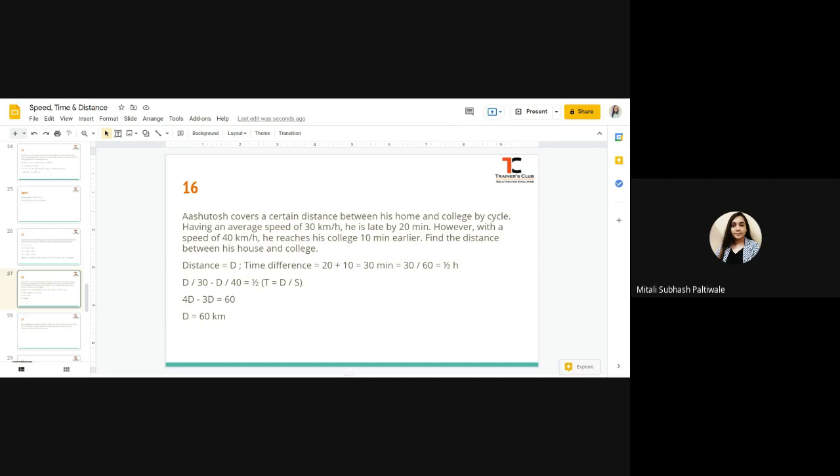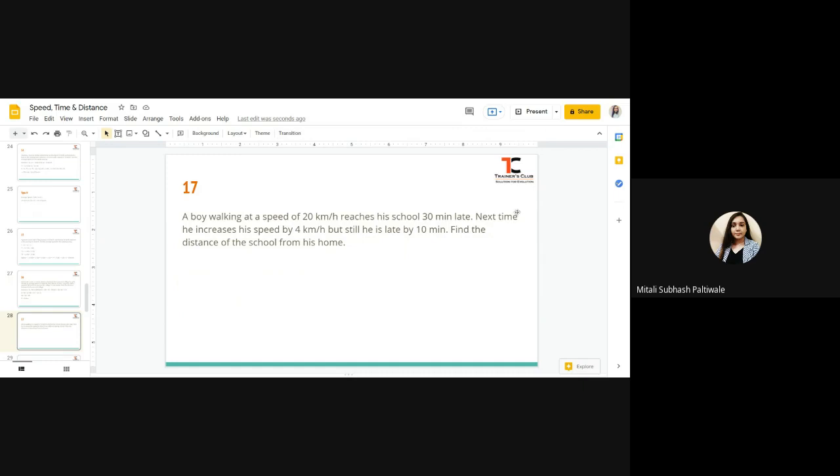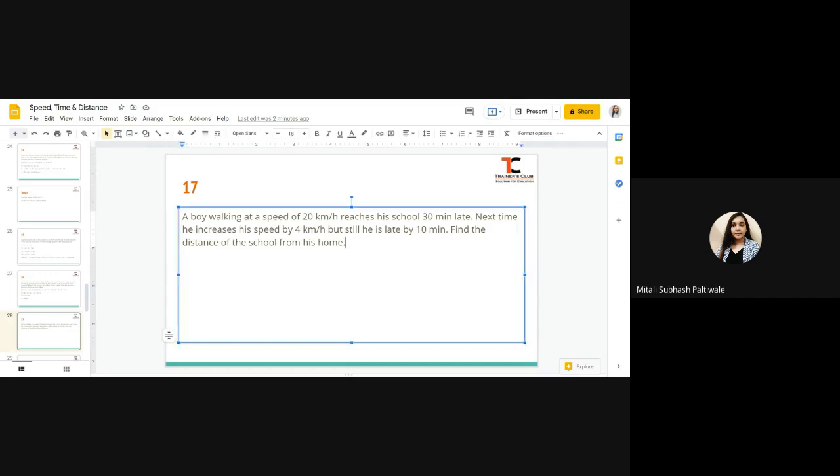Okay. Now let's get on to another question. A boy is walking at a speed of 20 km per hour and reaches school 30 minutes late. Next time he increases his speed by 4 km per hour, but he is still late by 10 minutes. Find the distance from his home to the school. The way of solving will be the same, but here he is getting late, not reaching earlier. The speed is 20 km per hour in the first case, but even after increasing the speed he is getting late only. So what will we be doing?